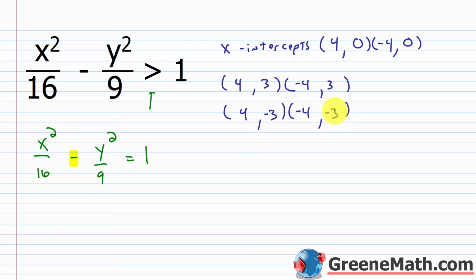Again, I can extend the diagonals and get my asymptotes. If I want the equations for the asymptotes, it's y equals plus or minus the slope, which is rise over run. For the rise, take the square root of what's underneath y squared. The square root of 9 is 3. For the run, take the square root of what's underneath x squared. The square root of 16 is 4. So y equals plus or minus 3/4 x.